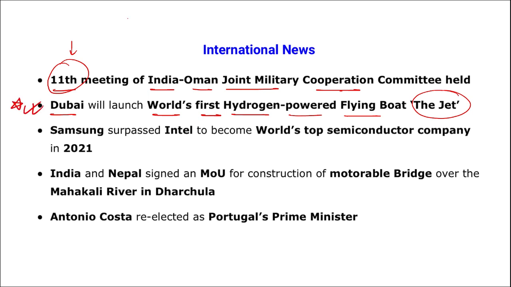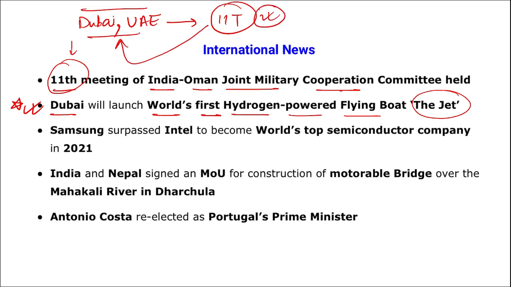Apart from this, remember in UAE, or you say Dubai, India will be constructing their first IIT outside India, and they will be building this in Dubai, United Arab Emirates. Samsung has surpassed Intel to become the world's top semiconductor company in 2021 market.